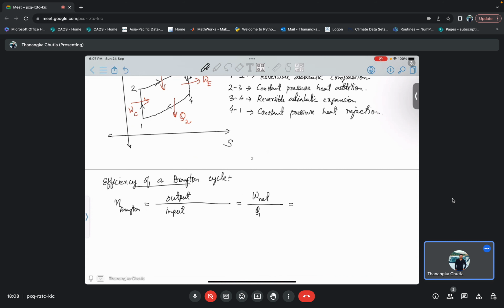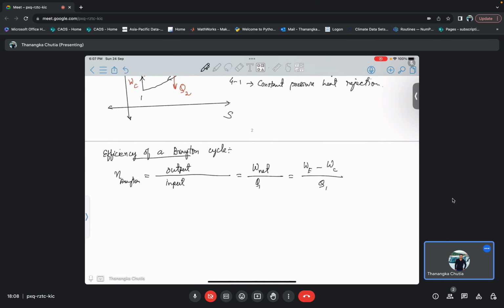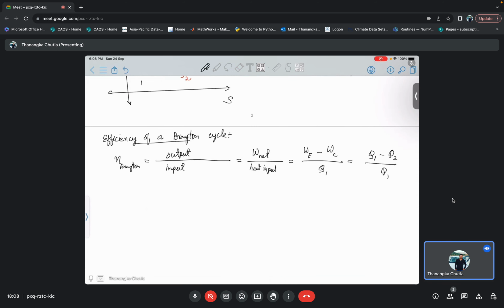And we can write this W net as WE minus WC divided by Q1. Better let me write this one as heat input. I can write this as Q1 minus Q2 divided by Q1. So this can also be written as 1 minus Q2 divided by Q1.